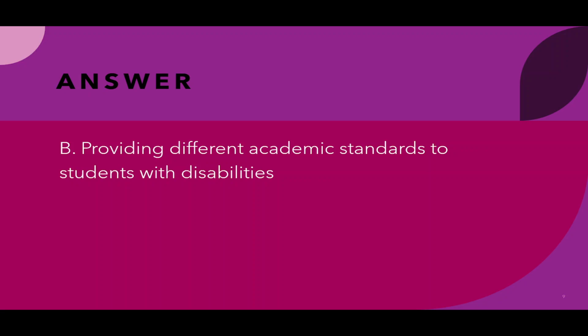The answer is B, providing different academic standards to students with disabilities. Students with disabilities should be provided accommodation, however, they are still held to the same academic standards as the rest of the students.